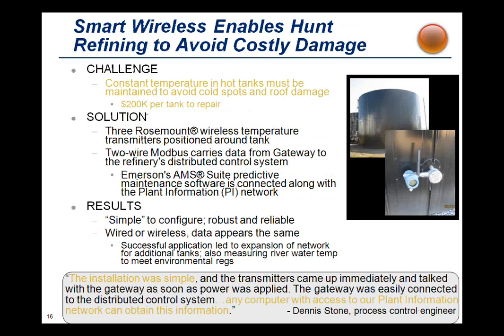The installation was very simple in this situation. $200,000 per tank for repairs. Installing wireless instruments and providing a high level of reliability.